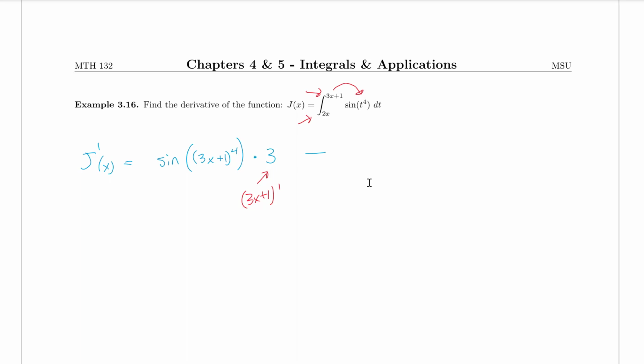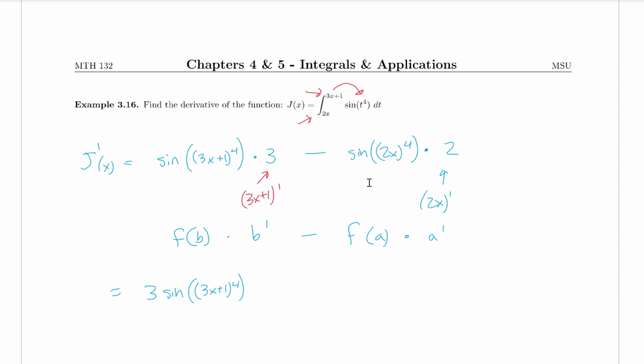And then I need to subtract. We're going to plug in the lower bound now. So the sine of (2x) to the fourth times 2, because 2 is the derivative of 2x. So this is like f of b times b prime minus f of a times a prime. And so our final answer here is just 3 sine of (3x plus 1) to the fourth power minus 2 sine of (2x) to the fourth power. And that's all we do.